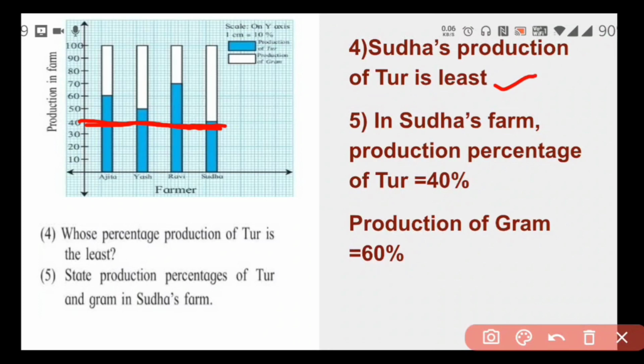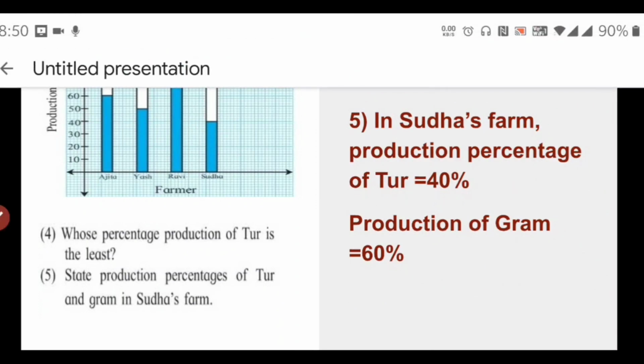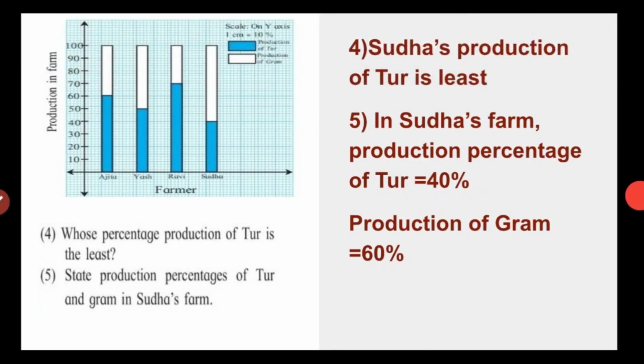Now question number 5: state the percentage production of tur and gram in Sudha's farm. Just now we have seen that the percentage of tur is 40. So in Sudha's farm the production of tur is 40%. The remaining 60% is for the gram. As this is a bar of 100, 100 minus 40 is automatically 60. The production of gram will be equal to 60%. So in this way, by observing the graph, we have to write the answers to all the questions for question number 2. Observe the graph carefully and write the answers in one sentence.